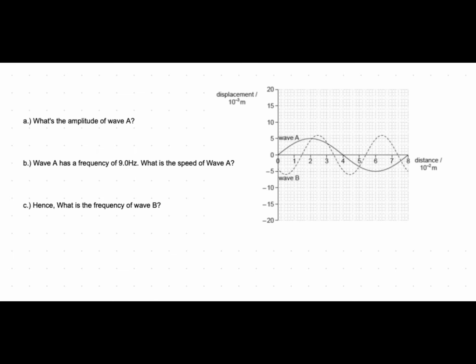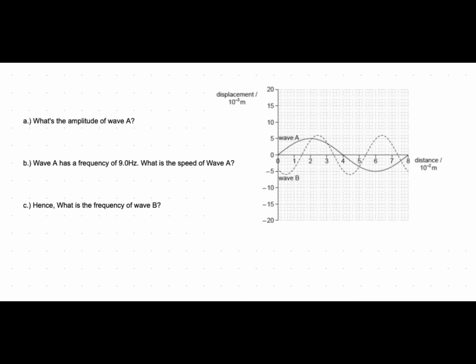Finally, I would like to go through a paper 2 style question. Part A asks, what is the amplitude of wave A? The amplitude can be found as the greatest displacement a wave has occurred. This example is a transverse wave, and amplitude was covered in the previous lesson, 4.1 oscillation.